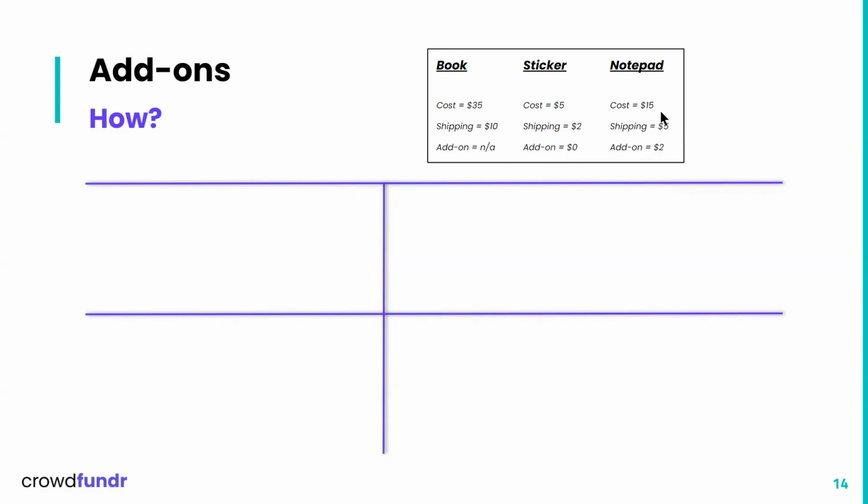Whereas the notepad costs $15. If you only order one notepad, then the shipping will be $5. If you order a notepad and a book, for example, or two notepads, then the second one will have an add-on shipping price of $2. So let's go over some specific examples, pretending that our supporters have ordered certain amounts. Supporter number 1 orders a notepad, and that's it. So they pay for the cost of the item, which is $15, and shipping, which is $5. So their total is $20.